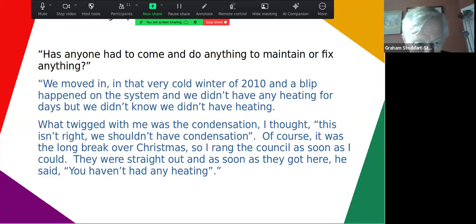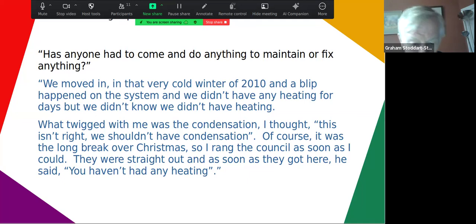And I love this story, which came from somebody in Exeter, where Exeter has been building a lot of their houses to PassivHaus standards. And somebody came by a year later to ask, how has it been? And one of the questions they asked is, anyone had to come and do anything to maintain or fix the building? And the answer was, well, the first winter we moved in, we didn't have any heating at all, but we didn't know we didn't have heating. And what gave them the clue was the condensation on the windows, and they shouldn't have condensation.